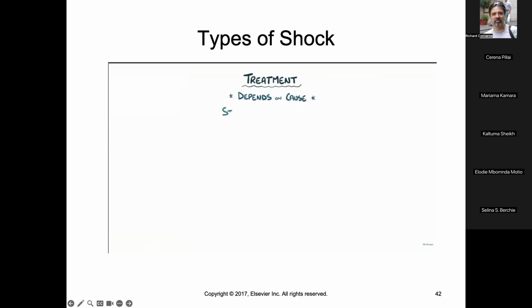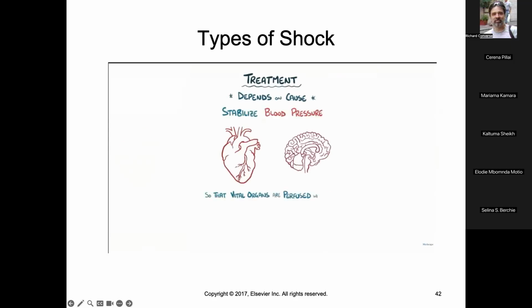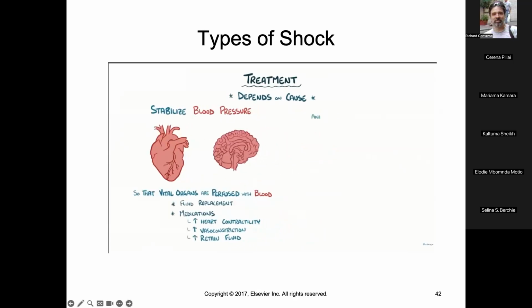In general, the goal is to stabilize blood pressure so that vital organs like the heart and the brain are perfused with blood. In order to stabilize blood pressure, fluid replacement and medications that increase heart contractility, cause vasoconstriction, and retain fluid can be administered. Oftentimes, a person might need supplemental oxygen or have their airway protected, for example, with intubation.